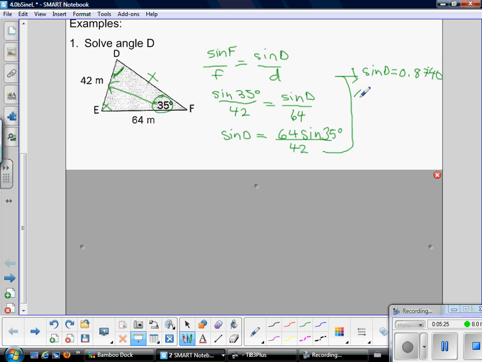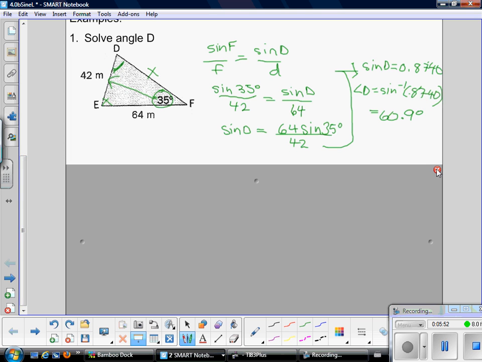And that means angle D is going to be the sine inverse of that. Sorry, it's a little bit sloppy side. And we calculate that, remember, to one decimal place, so 60.9 degrees. Okay, so let's look at the next example.